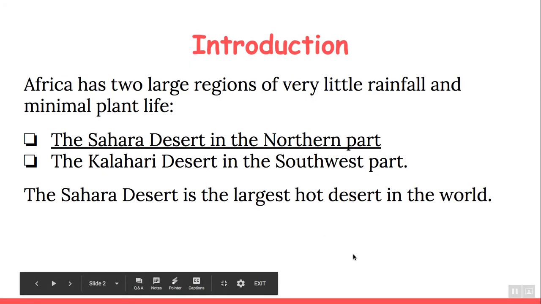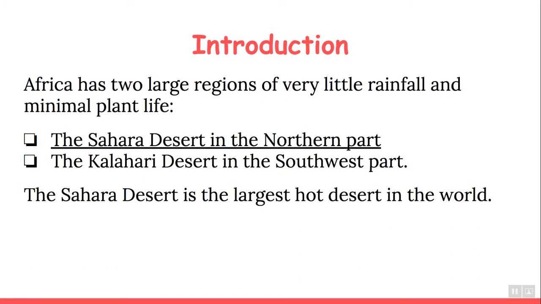Okay, so introduction. Africa has two large regions of very little rainfall and minimal plant life. The one we're going to talk about today is the Sahara Desert, which is in the northern part of Africa. The other desert is called the Kalahari Desert, which is in the southwest part. The Sahara Desert is the largest hot desert in the world. It is the third largest desert after Antarctica and the Arctic, which are cold deserts, which is really interesting.